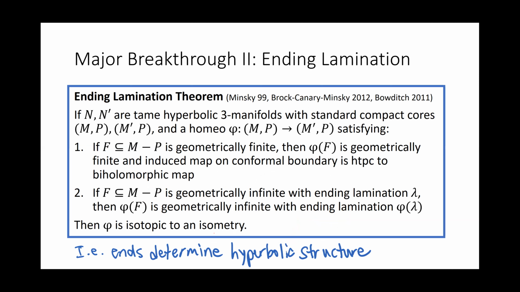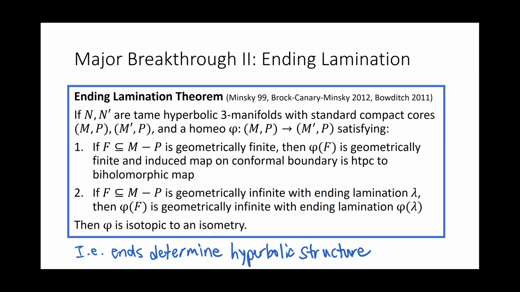This was proved in one case by Minsky in '99, and then Brock-Canary-Minsky proved it for incompressible boundary, and Bowditch has a different proof that works in the compressible boundary case. But basically what it says is that if you've got 2 manifolds with the same standard compact cores, so a homeomorphism between compact cores, and moreover, if the geometrically finite ends happen to have the same conformal boundary, in other words, there's a biholomorphic map between conformal boundaries, and if the geometrically infinite ends have the same ending lamination, then these must be the same hyperbolic 3-manifolds.